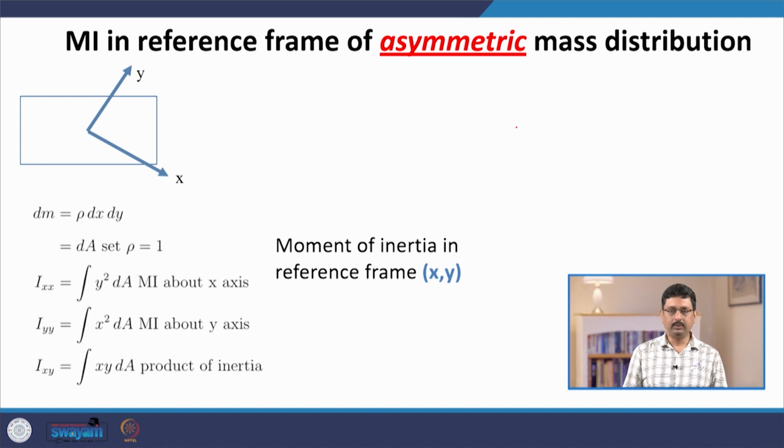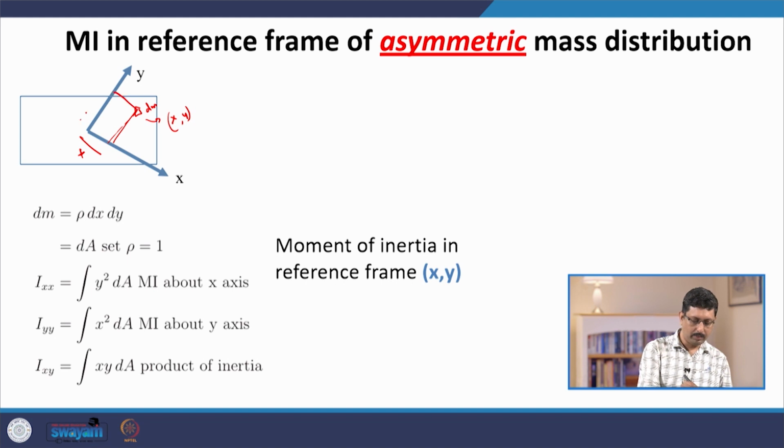Now, before we go to that problem, let us first write down the components of the moment of inertia in the asymmetric coordinate system. If we take any point dm which is located at a coordinate (x, y), so if I drop a perpendicular, this is y, this is x. Then a mass element dm, and rho is the density, and let us set rho to be 1. So, we omit the density.